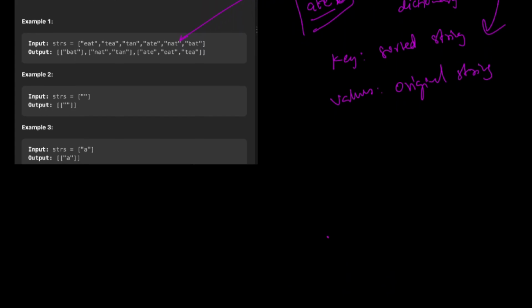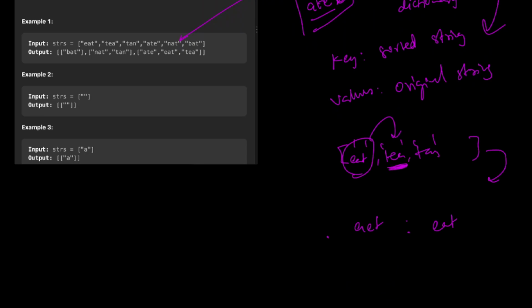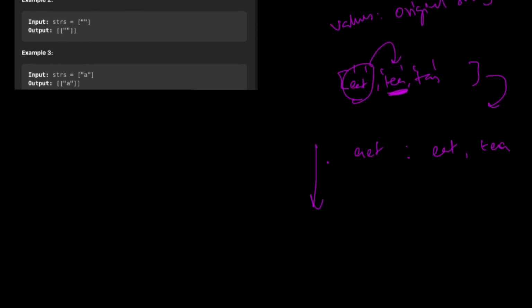Let me show you how that works. I'll iterate through all the strings, sort the first string, and keep that as a key in the dictionary. So this would lead to AET, and then the value would be EAT. Similarly, I'll go to the next string and sort it. I'll check in the dictionary if I already have the key. If I already have the key, then I'll add it to the values, TEA and so on. When I continue doing this, I'll have grouped all the anagrams together.